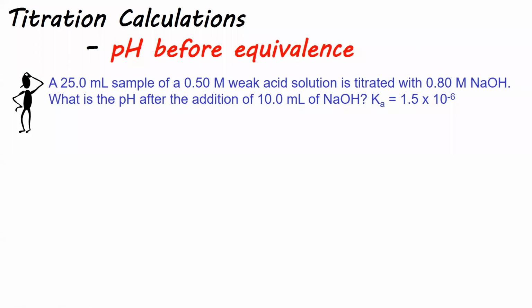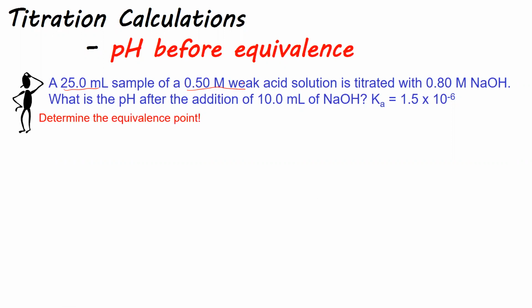In this part of the titration calculation, we're going to focus on pH before the equivalence point. So our sample is 25 mL of a 0.5 molar weak acid solution, and it's titrated with 0.8 molar sodium hydroxide. We want to know the pH after the addition of 10 milliliters.